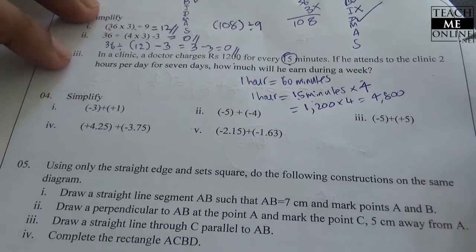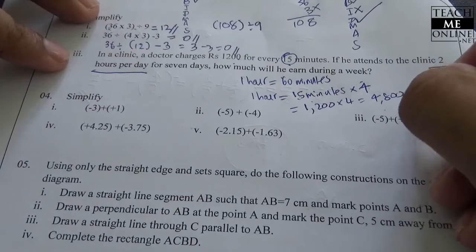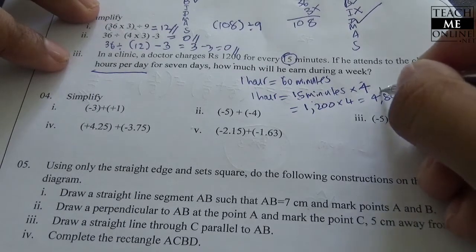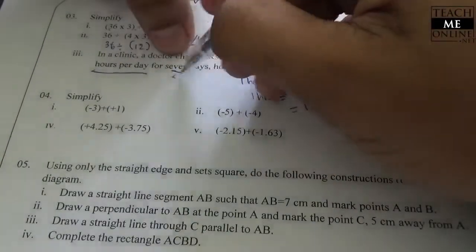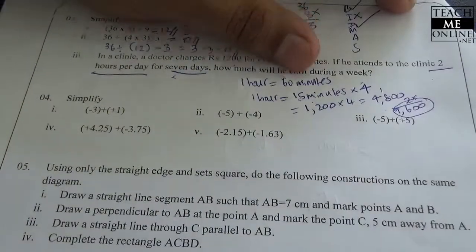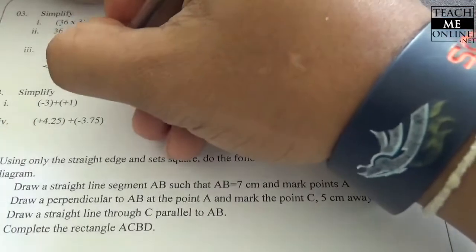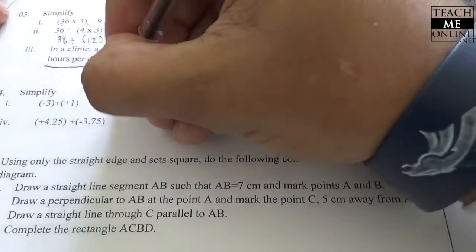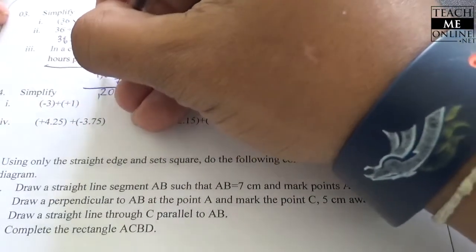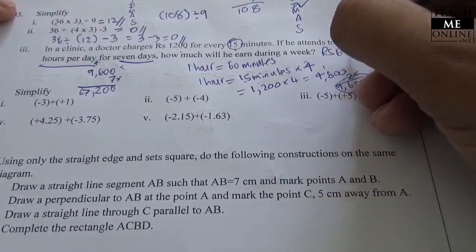And he attends the clinic 2 hours per day. So 4800, we have to multiply by 2 to get 9600. This is the amount he makes. 9600 is his daily amount. He does this for 7 days. So 7 days means you take the 9600 and you multiply it by 7. That is 0, 0. 7 times 6 is 42. 4, 63. 67,200.